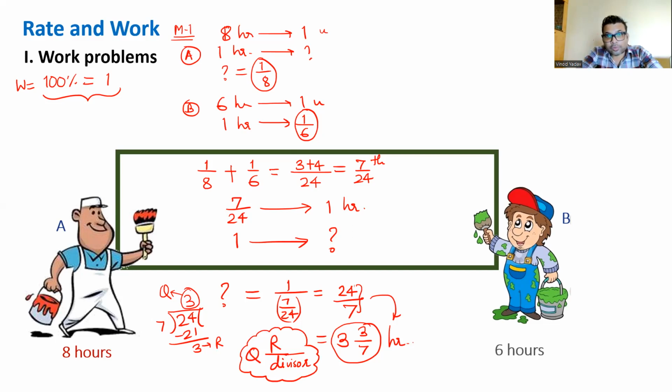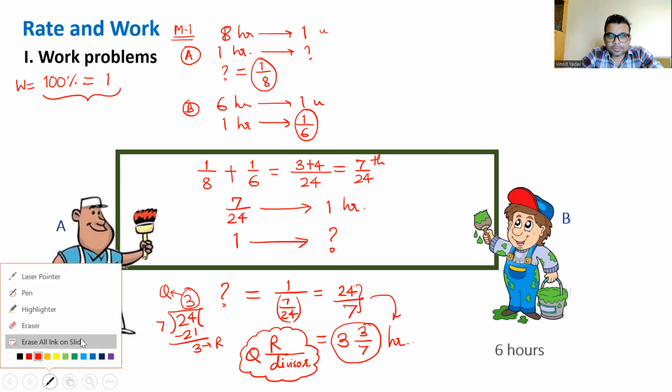This is one approach, friends, the reciprocal method, the unitary method. I hope you have noted this down. You can pause the video and note it down properly. Now I'll be telling you one more method. You will enjoy that more for sure.